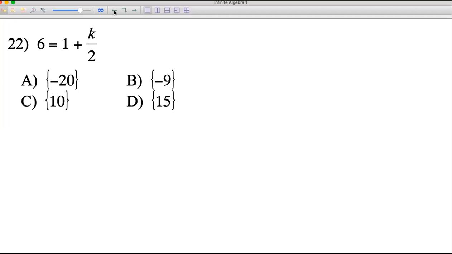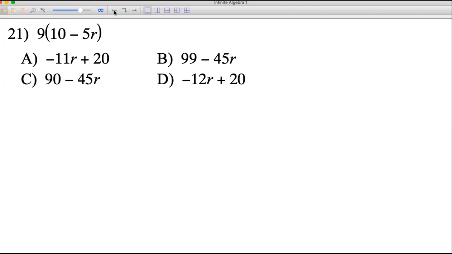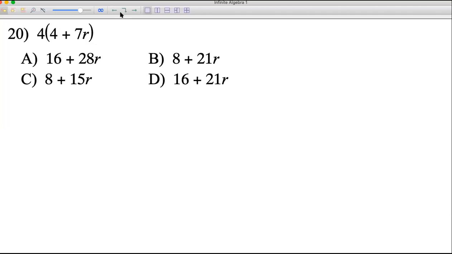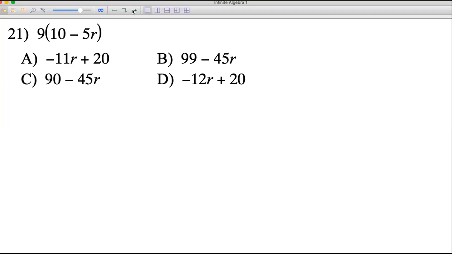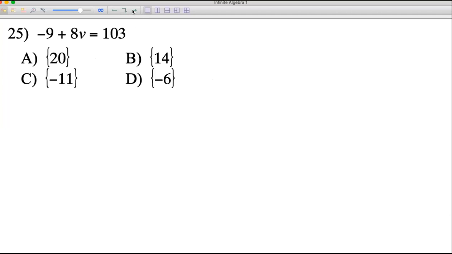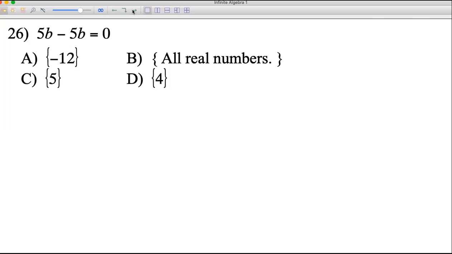Agreed. Let's take a look at number 26. Okay, so 26 says 5b minus 5b. What's 5b minus 5b? What's 0 equals 0? True or false? So therefore the answer is all real numbers.